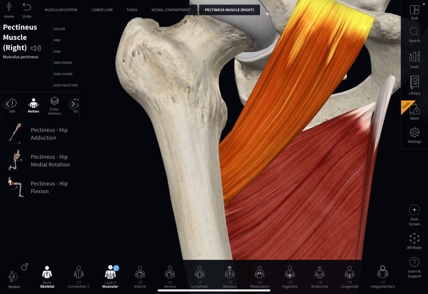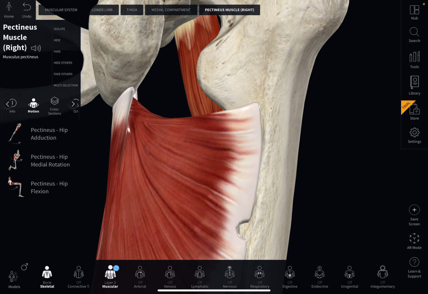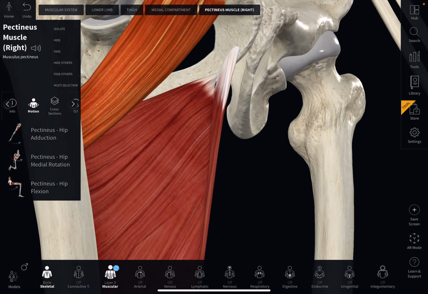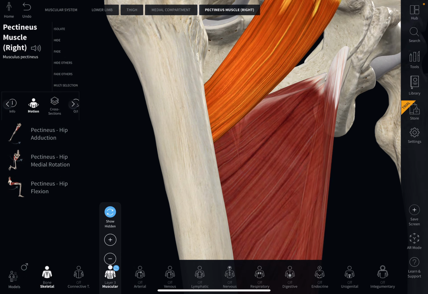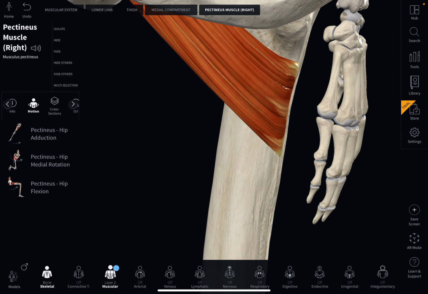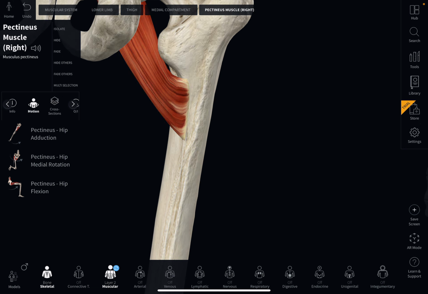All right, the insertion is in the line extending from the lesser trochanter to linea aspera. Let me remove the muscles so that you can take a closer look. Right here, it is inserted into the line extending from the lesser trochanter to linea aspera. The nerve supply is the femoral nerve as well as the obturator nerve. It has dual nerve supply.